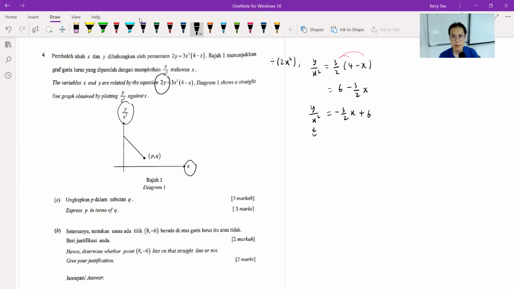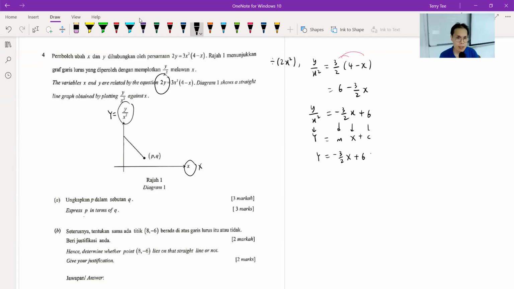So this is your big Y. This is your gradient, negative 3 over 2 is your gradient. This is your x and this is your c. Right? So effectively, we've converted this to linear form. Now, for me, I like to rewrite this as capital X, capital Y, because I notice a lot of people tend to get confused. When we plot y over x squared, this is now your big Y. This is now your big X. Big Y means the variable on the y-axis. Big X means the variable on your x-axis.